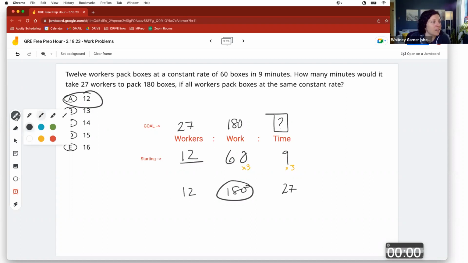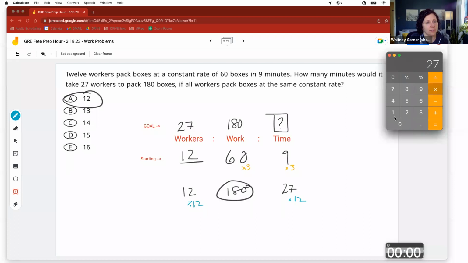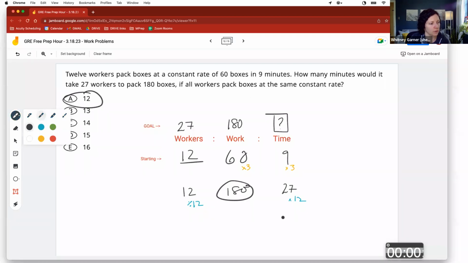I want you to note that because you have a calculator, if I needed to and I wasn't sure how to get 12 to be 27, I could just say divide it by 12 and multiply this thing by 12. That's okay too. I'll grab my calculator. 27 times 12. It's kind of a big number. 324. 180, still the same. This is 1.